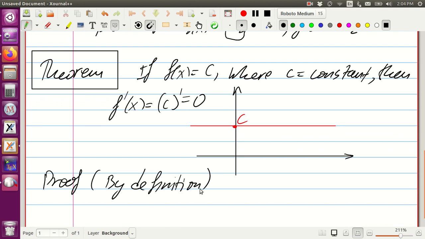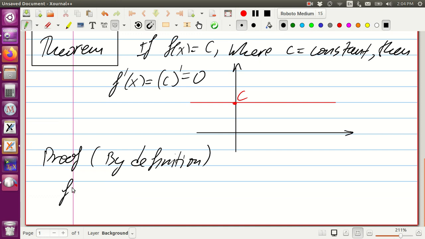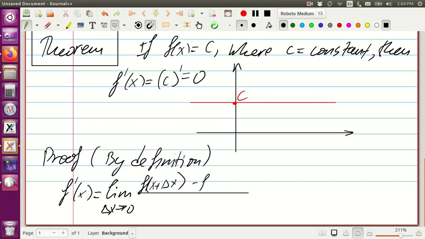All right, let's do this. So the definition says f prime of x is, as I said before, I always recommend to start with the full definition: the limit when delta x goes to 0 of f of x plus delta x minus f of x, divided by delta x. And that's our definition.